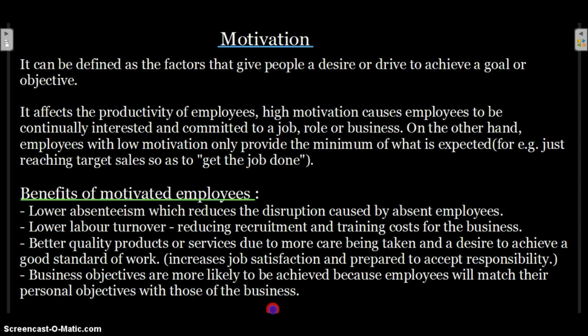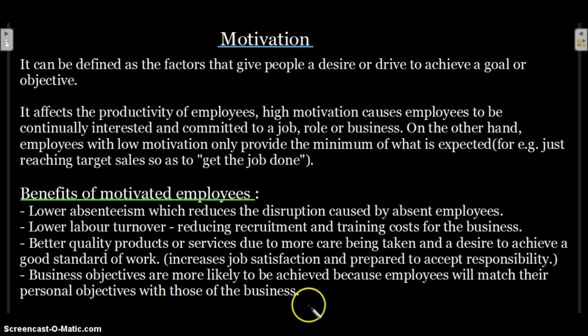Business objectives are more likely to be achieved because employees will match their personal objectives with those of the business. This is the same thing I said about the objective part, that corporate objectives are divided into departmental objectives, and departmental objectives are divided into individual objectives. When employees know that if they complete their individual objectives, it will somehow lead to the business getting closer to its corporate objective, they are more willing to do that job, and hence the objectives are also more likely to be achieved.